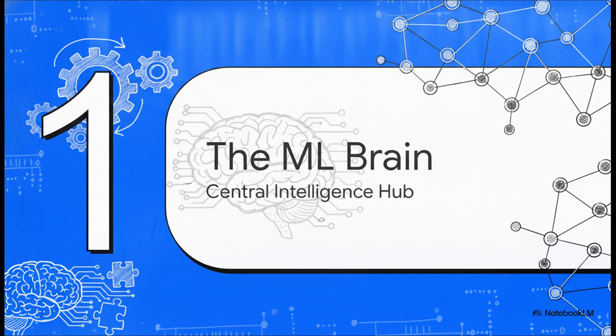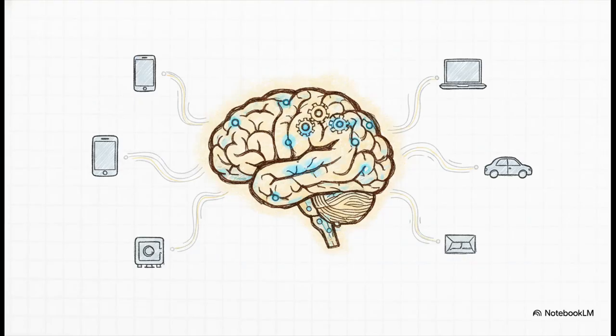Part 1. The machine learning brain. So looking right at the center here, the visual metaphor is pretty unmistakable. Machine learning acts as a central synthetic brain. It's the core intelligence hub powering almost every single piece of modern tech we interact with today. It's not just a random list of math formulas thrown together. It's a completely interconnected, unified system.